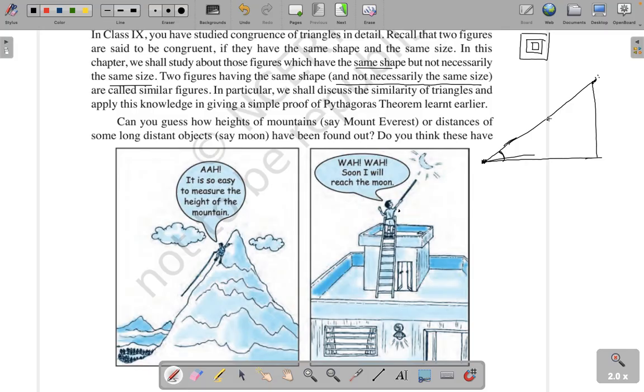So if you draw any line in between like this, that is closer to you. So this distance you are already aware of, the landing and the moon. You already know this distance. So from the property of similarity, what you can say is this divided by this is equal to this divided by this.